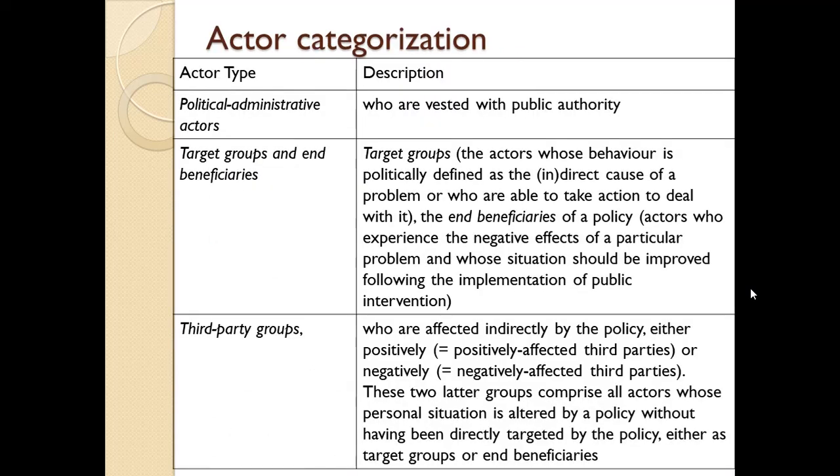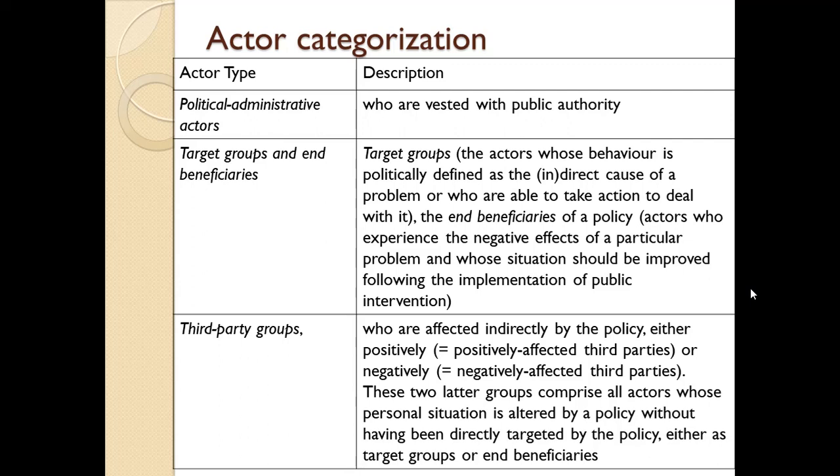So, actor category and then the description. You have the political and administrative actors, those who are vested with public authority to take decisions, and then you have target groups and end beneficiaries of the policy if it happens. Including those target groups, the actors whose behavior is politically defined as the indirect cause of the problem, or who are able to take action to deal with it, and also the end beneficiaries of the policy if it happens, or actors who experience the negative effects of a particular problem, and whose situation should be improved following the implementation of a particular public intervention.